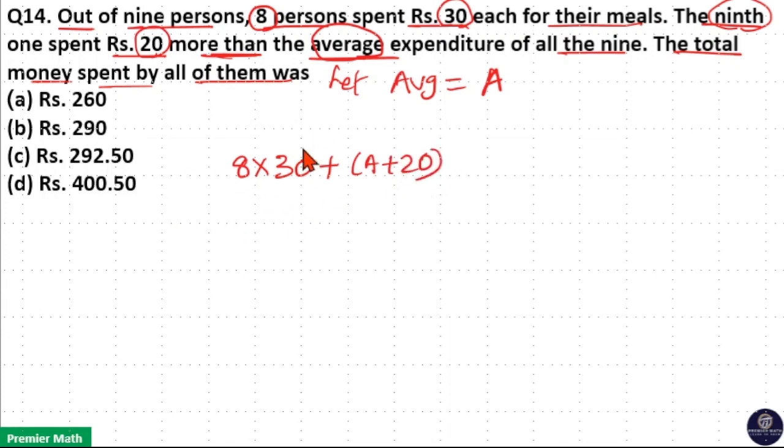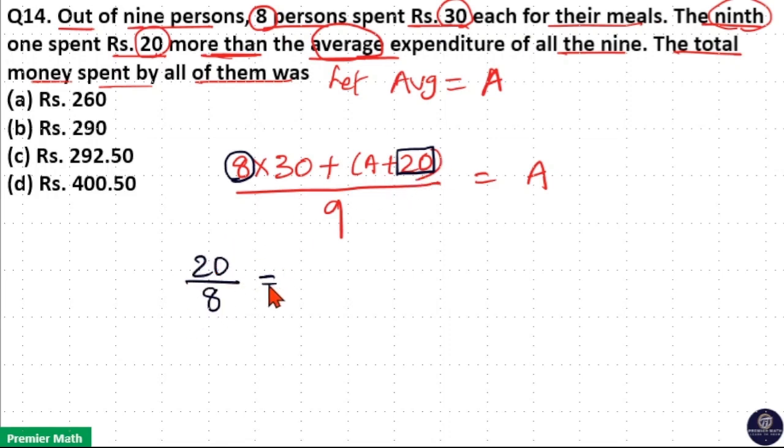Now total money spent by all of the 9 people is 8 into 30 plus A plus 20 divided by number of people, 9. This is equal to average. You can see 9th one spent 20 rupees extra, that is 20 rupees more than the average. So if I distribute this extra 20 rupees equally to these 8 people, then each of these 9 people will spend average expenditure. That is, if I distribute this 20 rupees equally to 8 people, I can find the average.